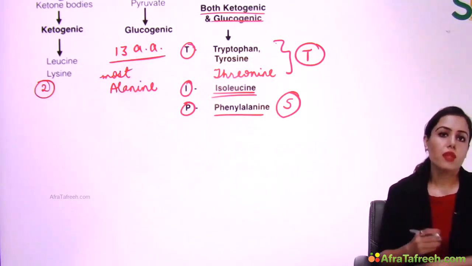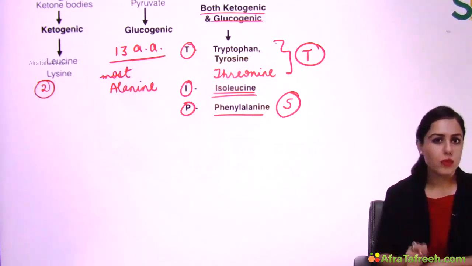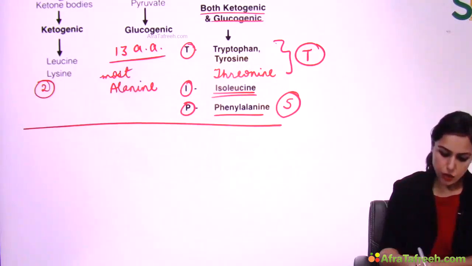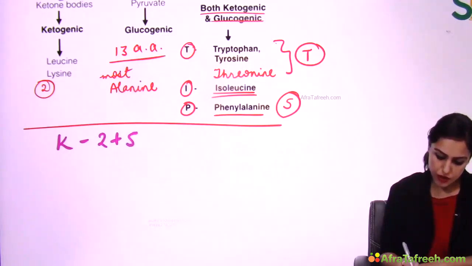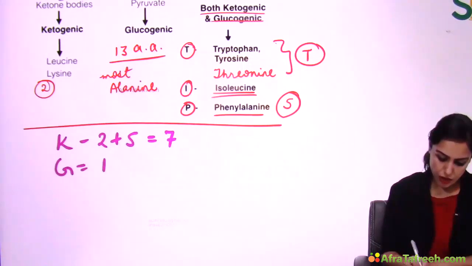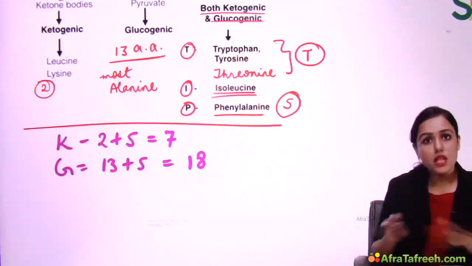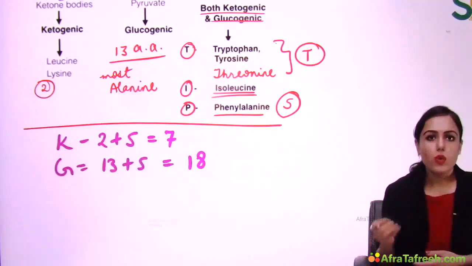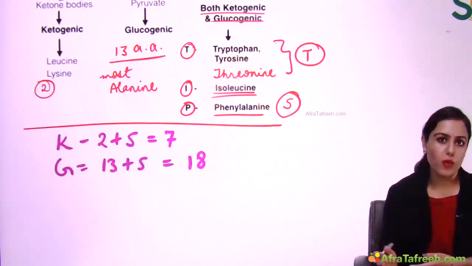Now see one more thing. Purely ketogenic amino acids are 2. Purely glucogenic amino acids are 13. And both category contains 5. So tell me, in total, how many are ketogenic? 2 plus 5 is equal to 7. In total, 7 amino acids are ketogenic. In total, how many are glucogenic? 13 plus 5, that is 18 amino acids in total are glucogenic. Can you see? Out of 20, 18 amino acids can form glucose. Only 2 cannot form glucose, and they are leucine and lysine. They can never form glucose, right?